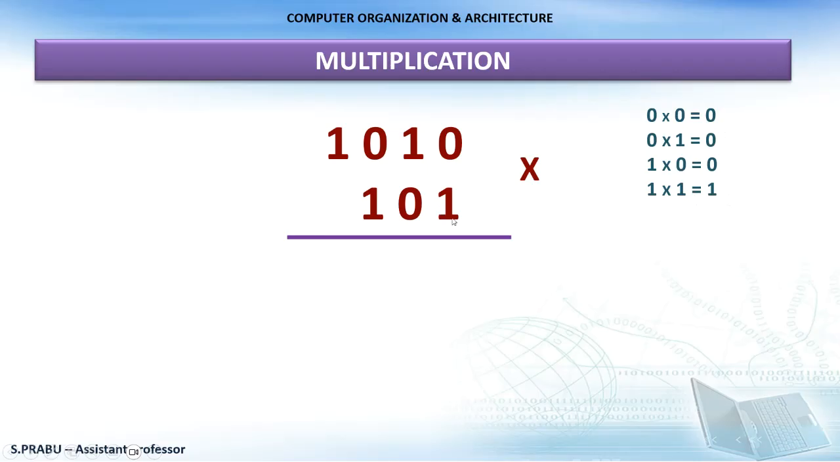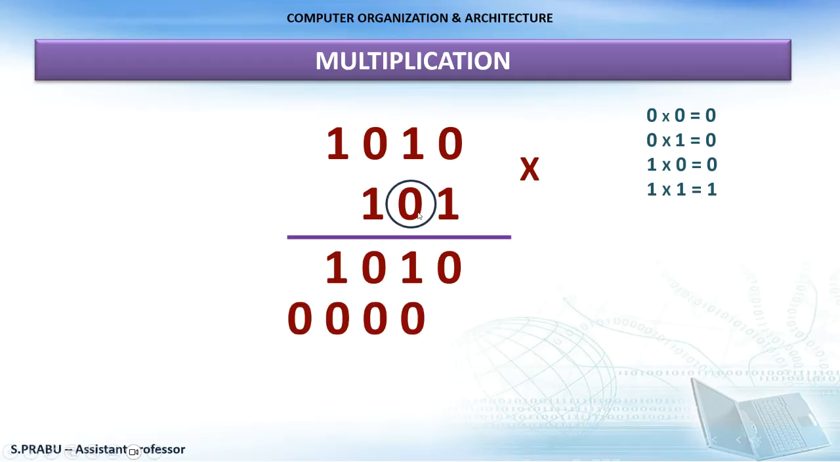So first I take the LSB of multiplier. I can multiply this value to the multiplicand. So I can get 1010 and the next bit is 0. I multiplied the 0 with this multiplicand. So I can get all the values are 0. And the third value is 1. So I can get 1010.